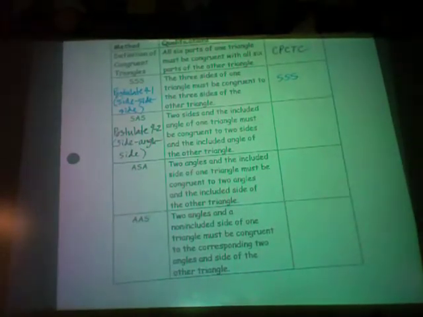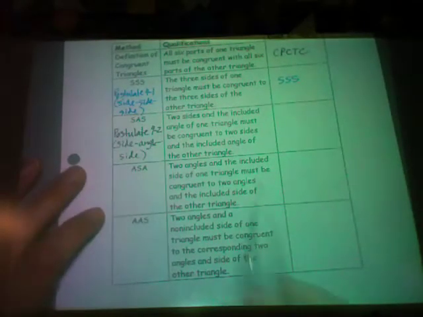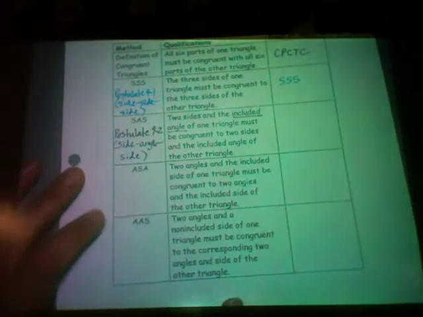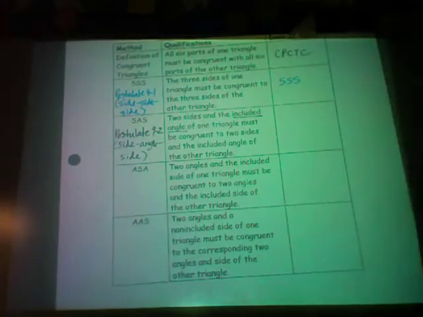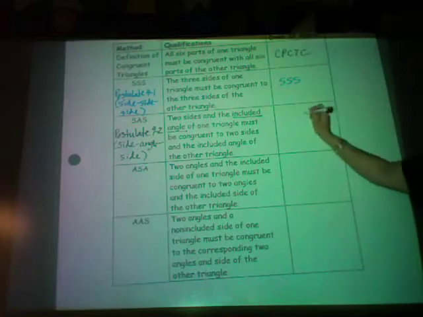If you look at the qualifications for this, it says two sides and the, underline this, included angle of one triangle must be congruent to two sides and the included angle of the other triangle. What does an included angle mean? The included angle means that you're given two sides.